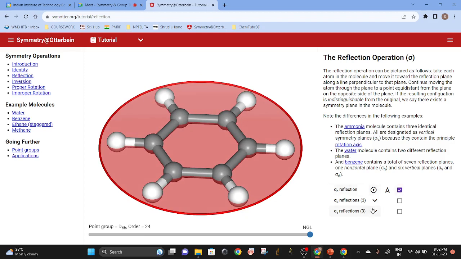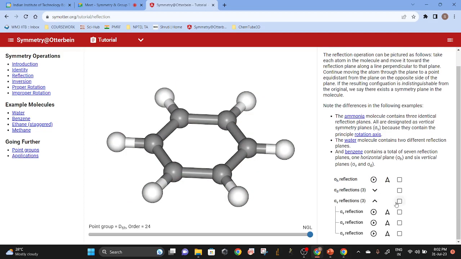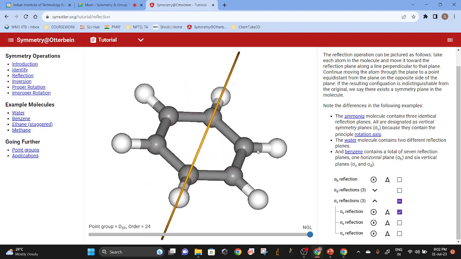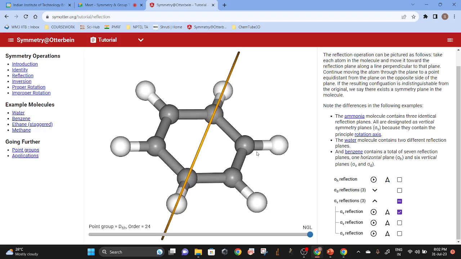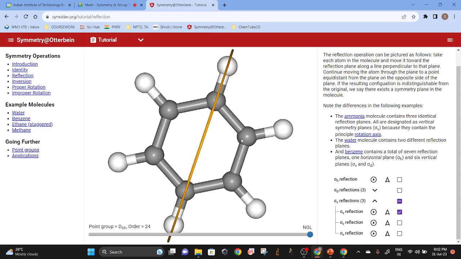Now next we will see the sigma v reflection. Sigma v, v means it is parallel to the principal axis. Now this is sigma v. Principal axis is the axis of the highest order.